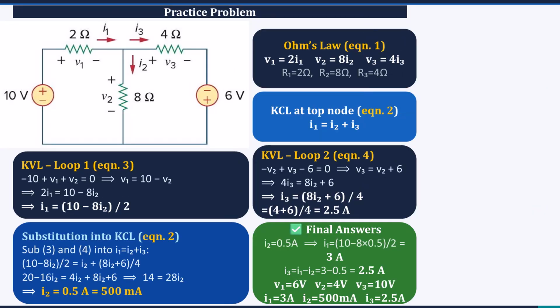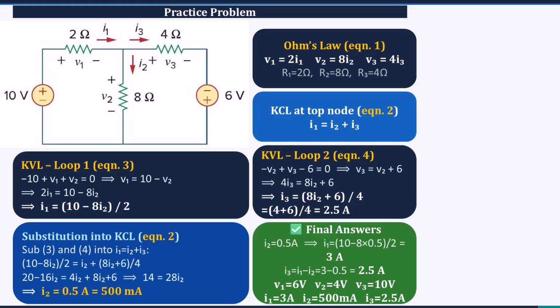Our final problem is another two-loop circuit, this time with two independent voltage sources. We have a 10-volt source on the left, a 2-ohm resistor on top with current I1 and voltage V1, an 8-ohm resistor in the middle branch with current I2 flowing downward and voltage V2, a 4-ohm resistor on the right top with current I3 and voltage V3, and a 6-volt source on the right. We want all three currents and all three voltages.